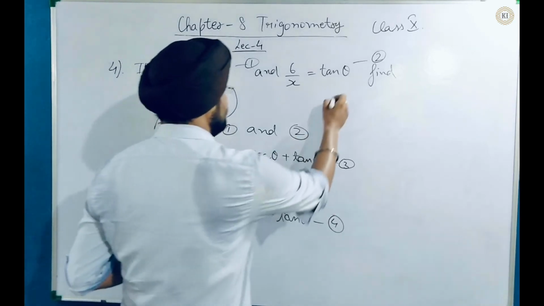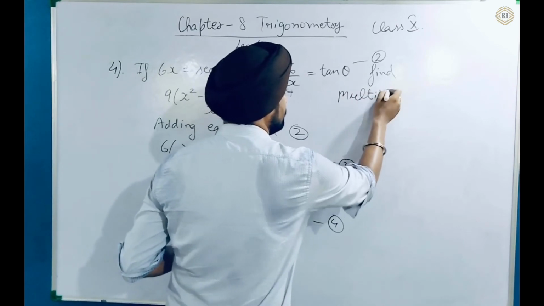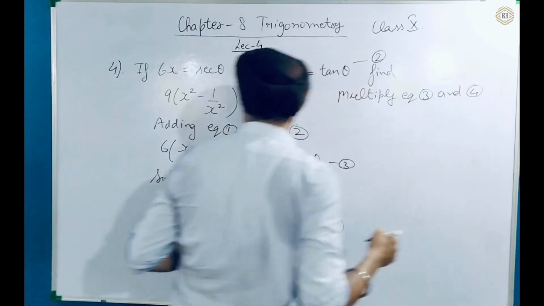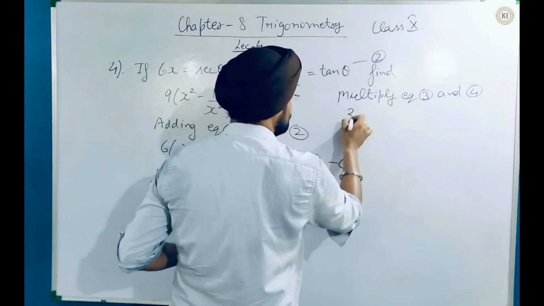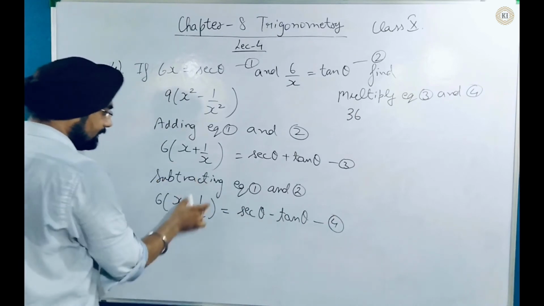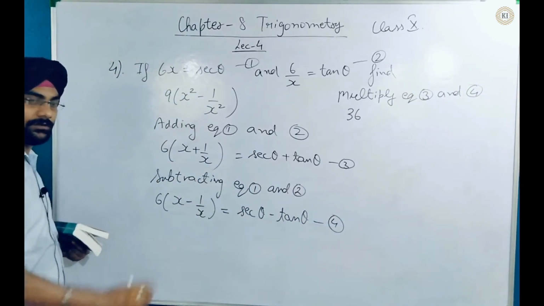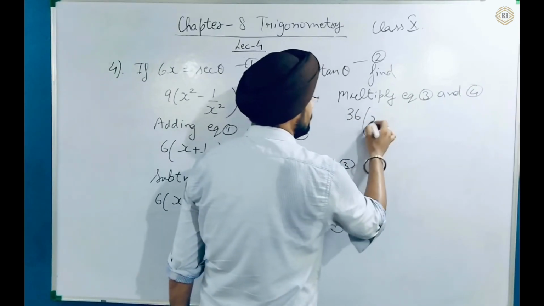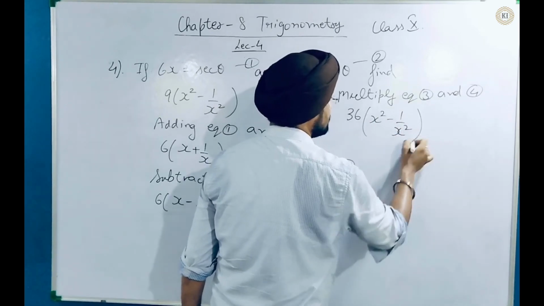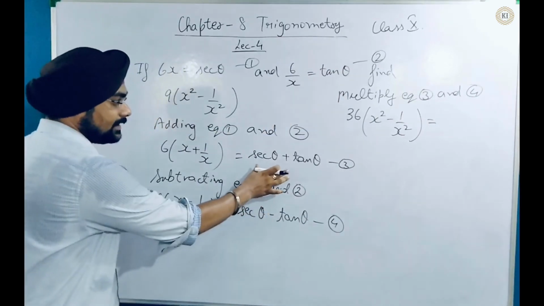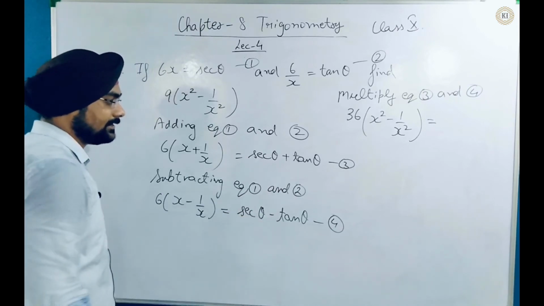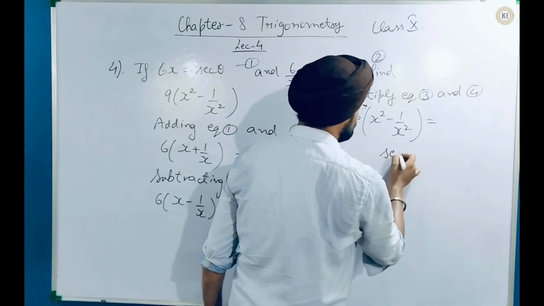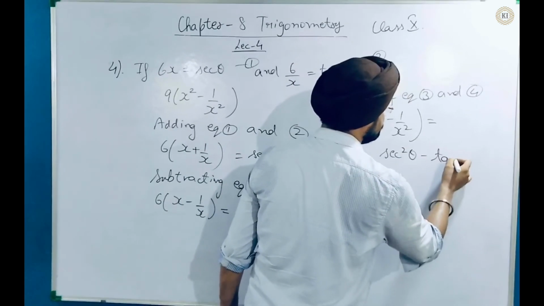So when we multiply equation 3 and 4, 6 into 6 will be 36, x plus 1 by x into x minus 1 by x. You will find the formula of a plus b into a minus b. So the formula is a square minus b square, that is x square minus 1 by x square is equal to sec theta plus tan theta into sec theta minus tan theta. Again you will find the formula of a plus b into a minus b, it will become a square minus b square.